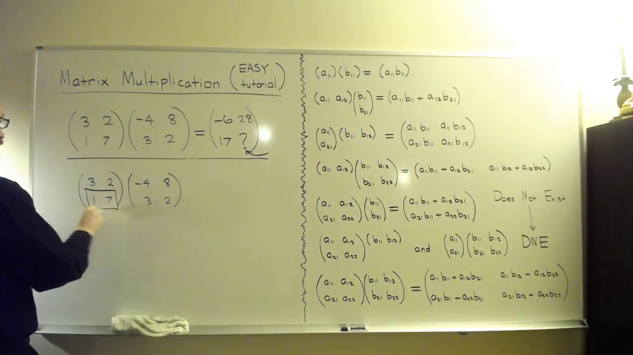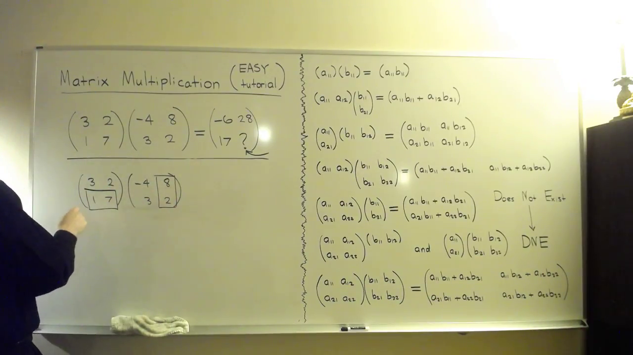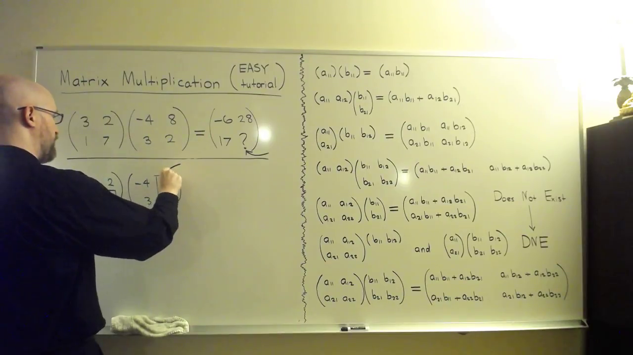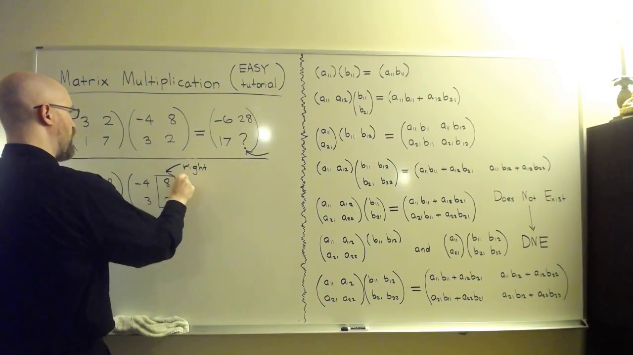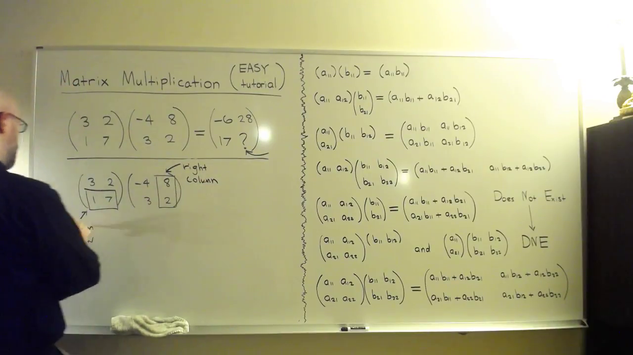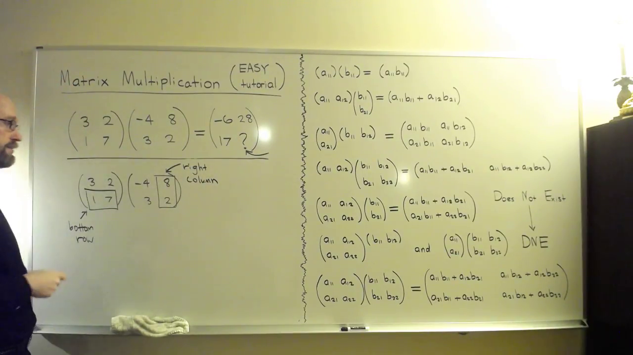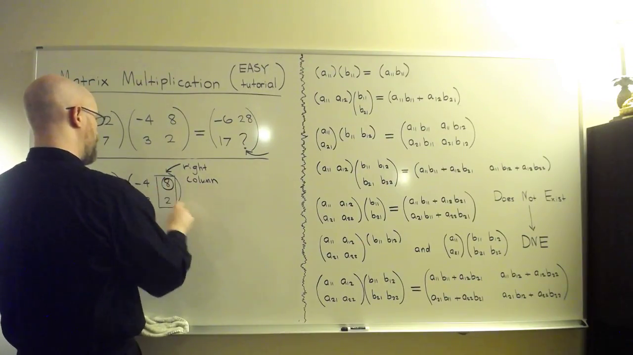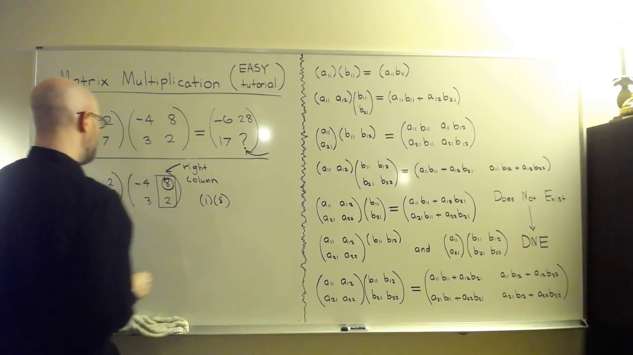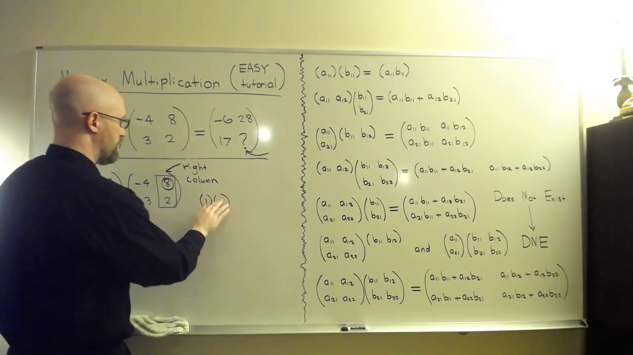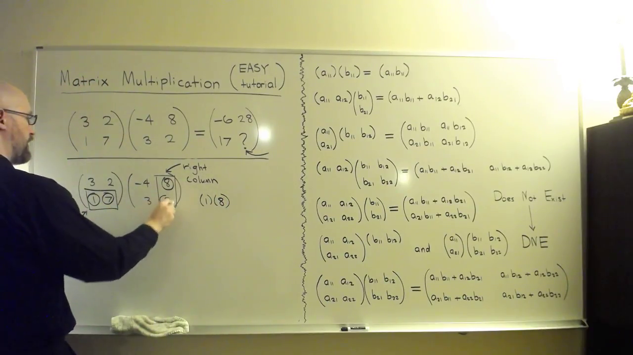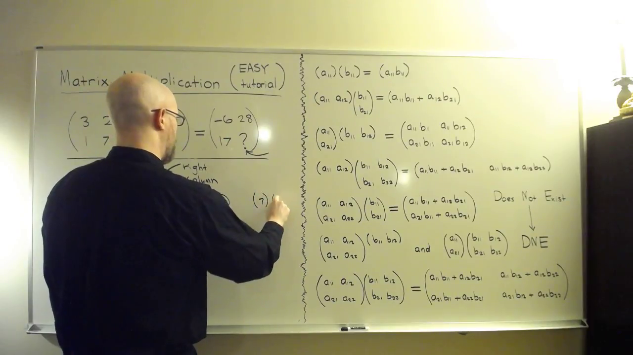So I will take the bottom row here, the right column here, same logic as before, bottom row, right column, bottom right, because I'm looking at the bottom right entry. Take the first entry of this bottom row, the first entry of this right column, multiply them together. That's a little messy. Fix that. Second entry of the bottom row, second entry of the right column, multiply those together.